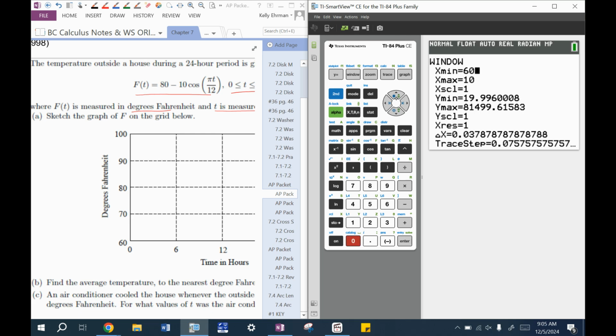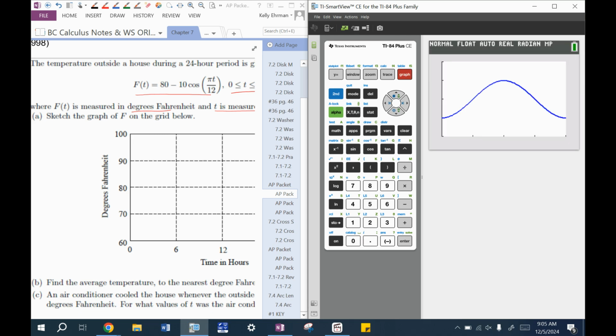The x values are going from 0 to 24. And they're not counting by ones. They're counting by sixes. So I can match that even if I want to. And the y minimum is 60. The maximum is 100, and it's counting by tens. So you can really get it to match if you want. No zoom necessary because you just made all the adjustments and you would just press graph.